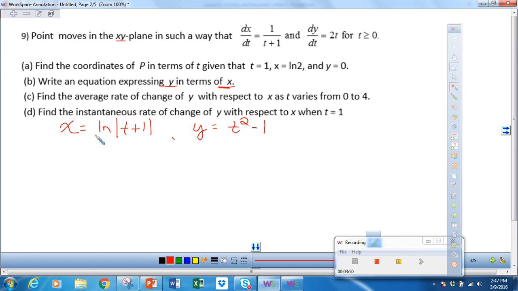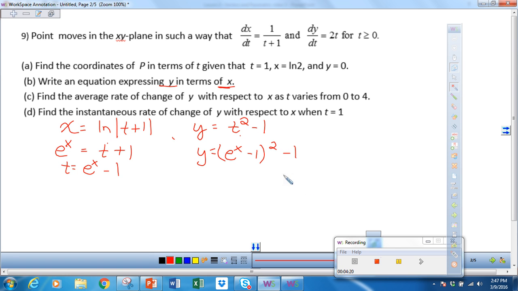So I'm going to start by solving for t in this expression. If I exponentiate both sides, I get e to the x is equal to t plus 1. So t is equal to e to the x minus 1. I take this t and I replace it for y, and I get y is equal to (e to the x minus 1) squared minus 1.